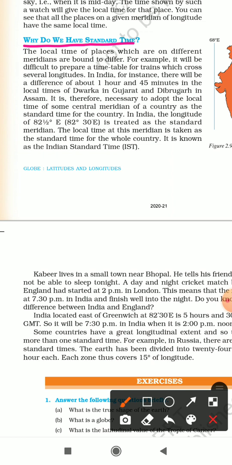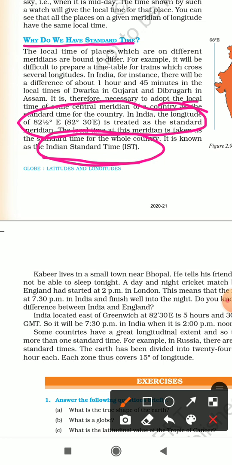It is therefore necessary to adopt the local time of some central meridian of the country as the standard time for the country. So for India, the longitude of 82 and a half degrees east is treated as the standard meridian. The local time at this meridian is taken as the standard time for the whole country. The standard time of India is also called Indian Standard Time or IST.